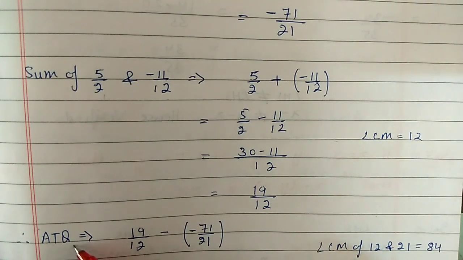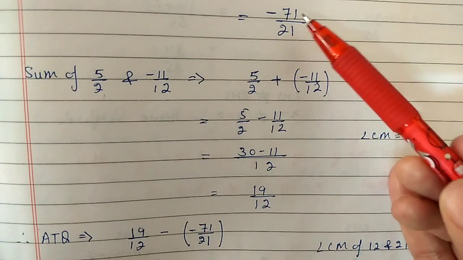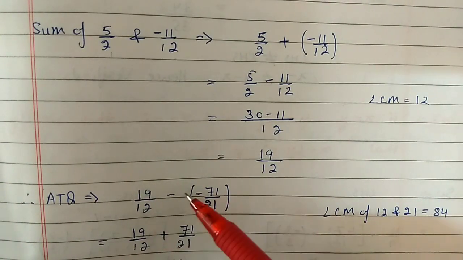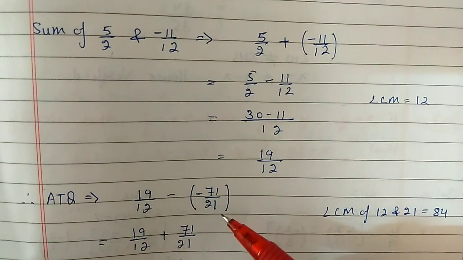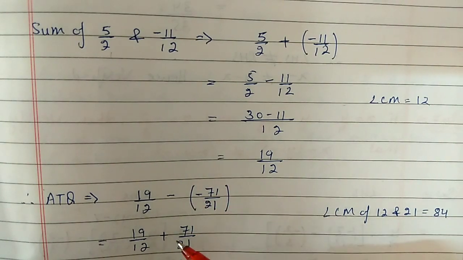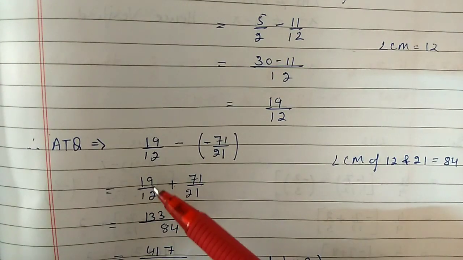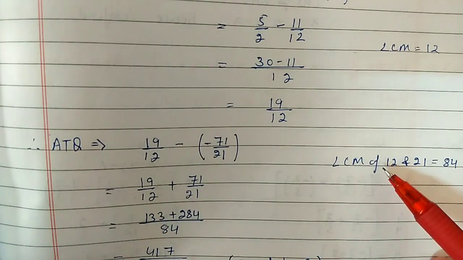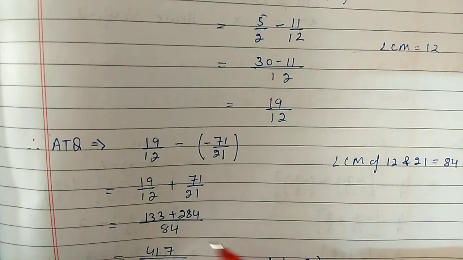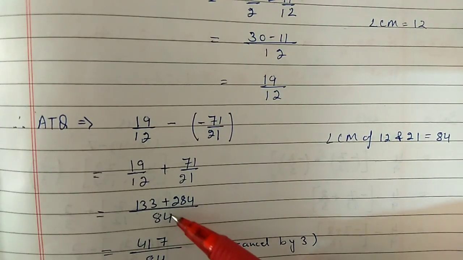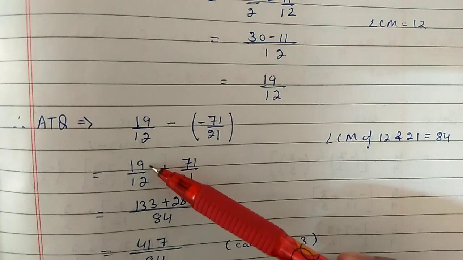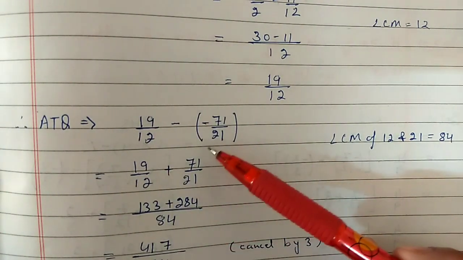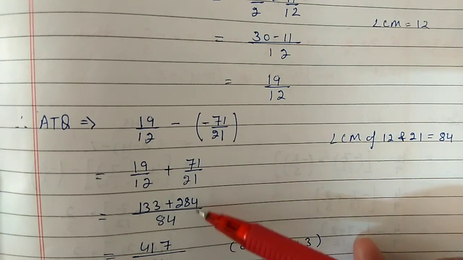Now according to the question, what you have to do is subtract the first sum from the second sum. So 19 by 12 minus minus 70 by 21. Minus and minus will become plus. So you have 19 by 12 plus 70 by 21. Take LCM for 12 and 21, that is 84. Now in 12 table 84 is coming 7 times, multiply with numerator, 133. 21 table it is coming 4 times, multiply with numerator, 280.